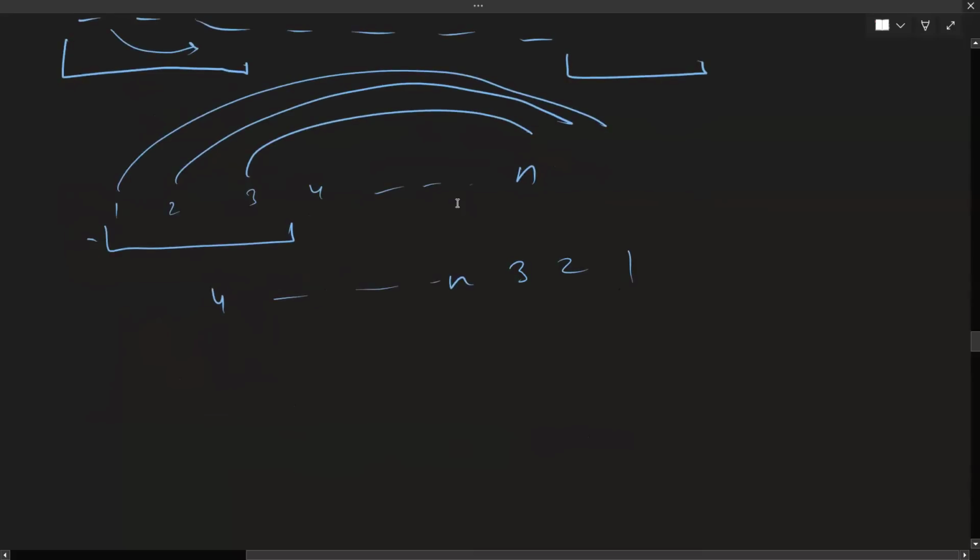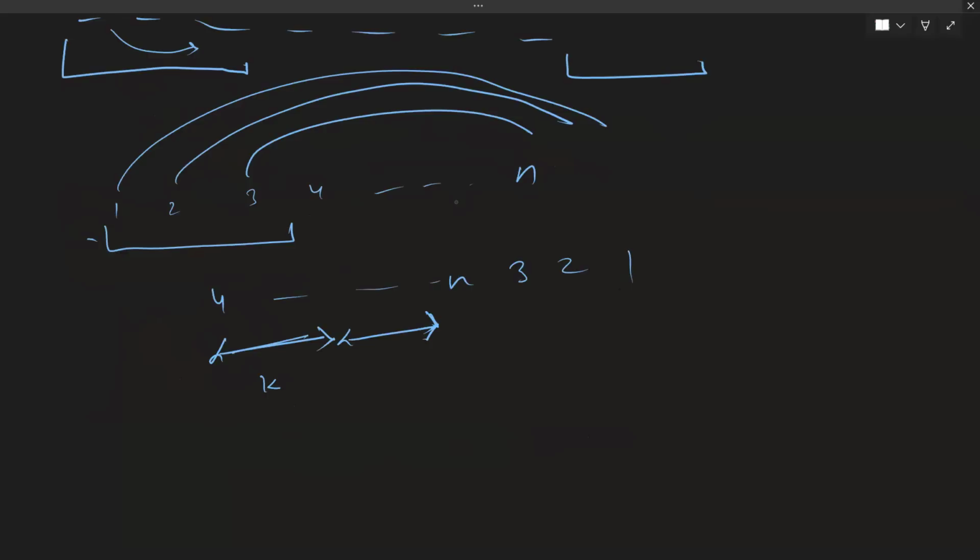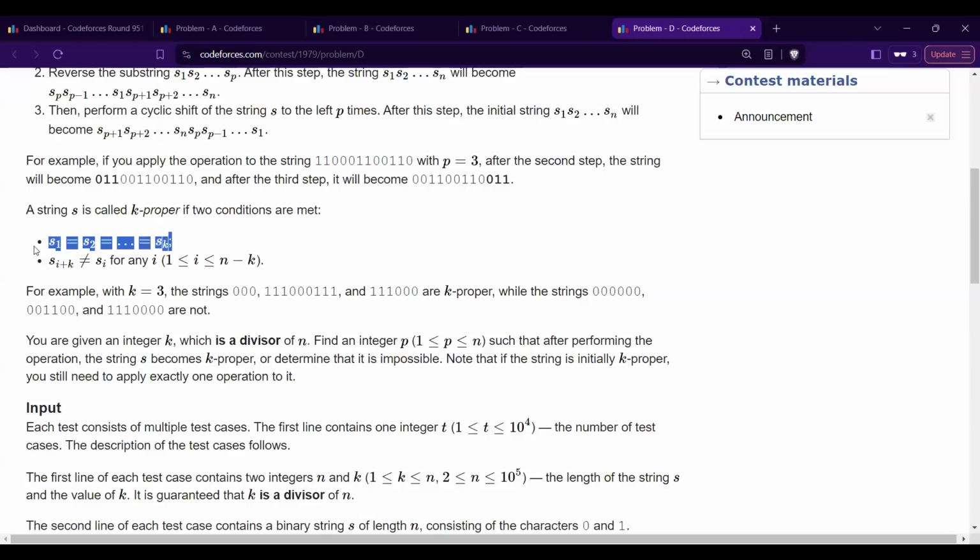Then we are given k proper. What is a k proper string? Again, we are given some complex thing. In brief, the first k characters should be the same. Then the next k characters shouldn't be equal to any of these, but they should also be the same among themselves. Let me show you the problem statement, we can derive this. K proper means S1 to Sk are equal and S(i+k) is not equal to Si, for any i from 1 to n minus k.